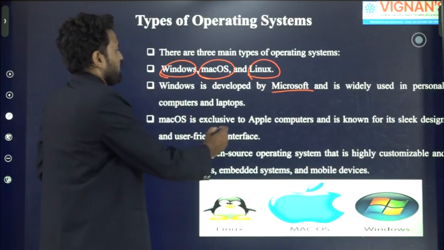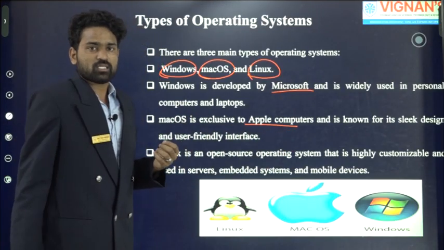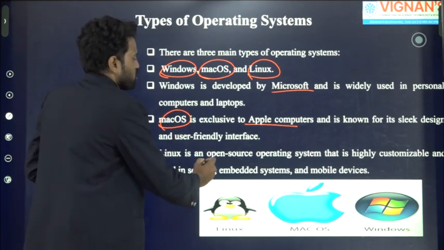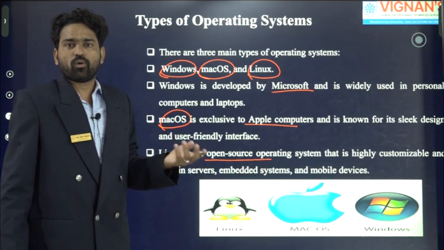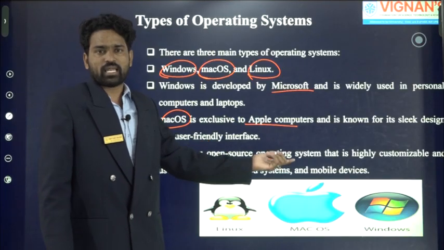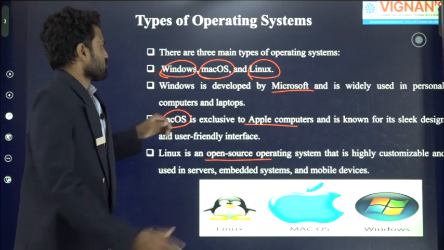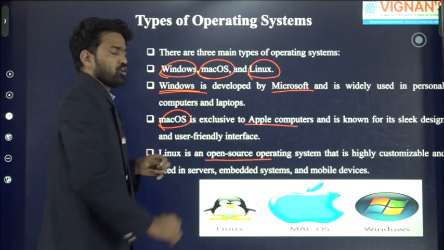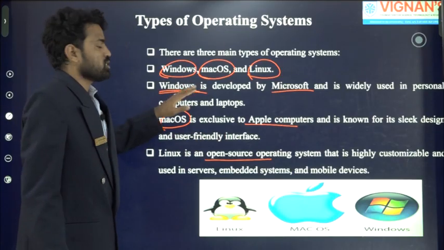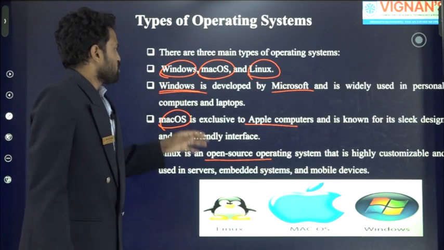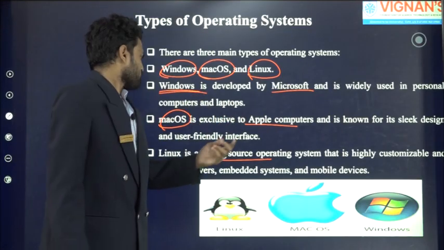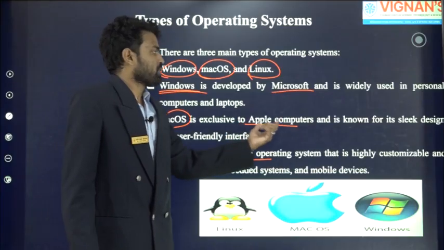Those who are using Apple computers will use MacOS as their OS, and Linux is an open source operating system. Whoever wants to use Linux can install it and go through the Linux commands. Generally, we use Windows in companies or any other organization. Mostly we are using Windows operating systems. Windows operating systems are for computers and laptops, and MacOS is exclusive to Apple computers.